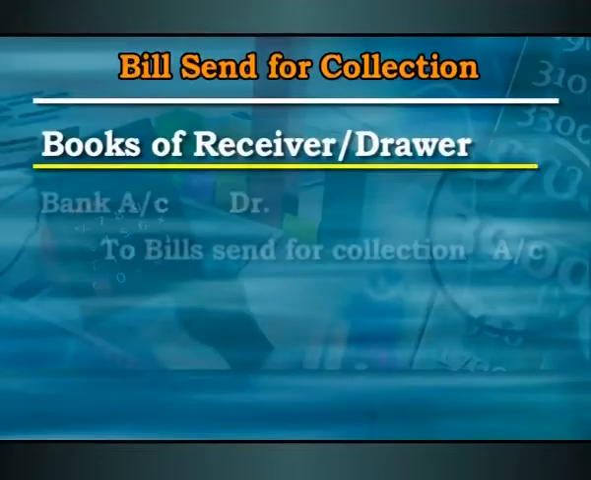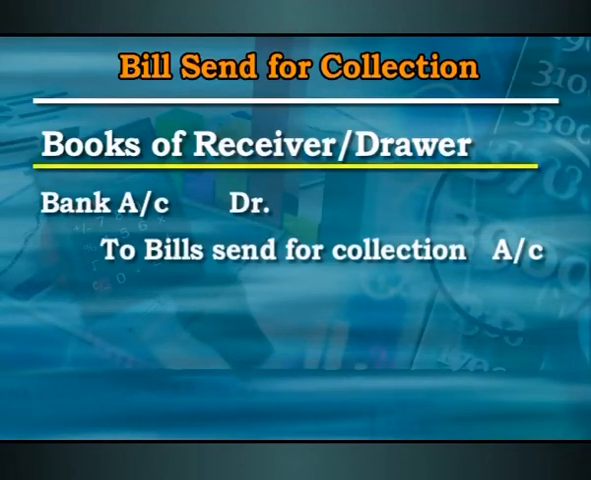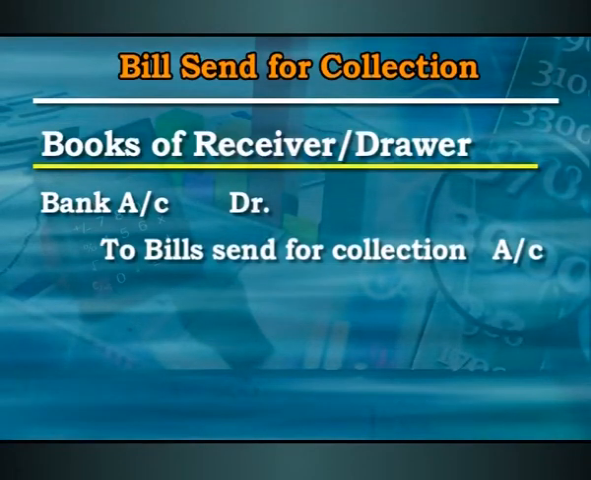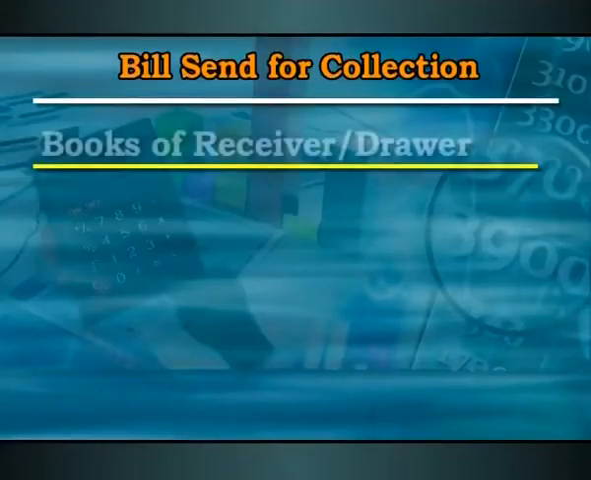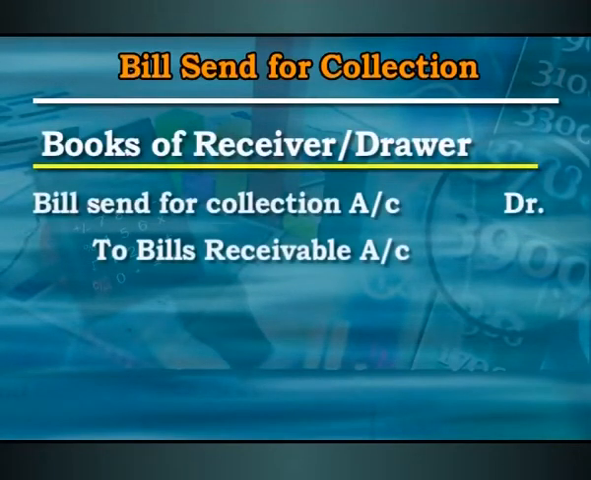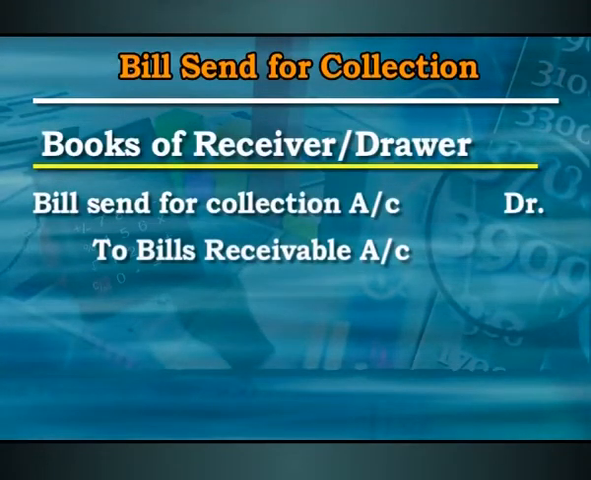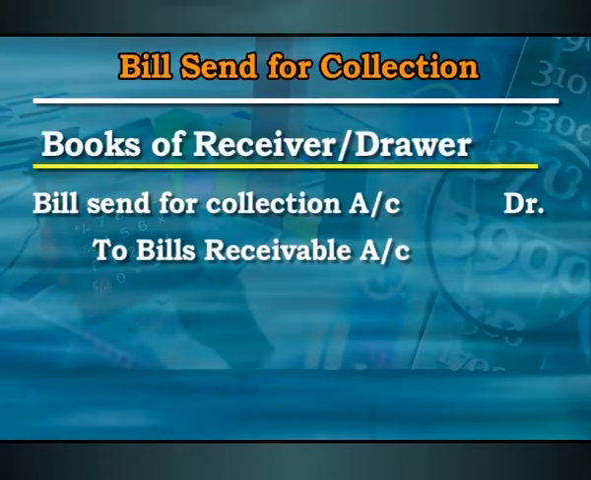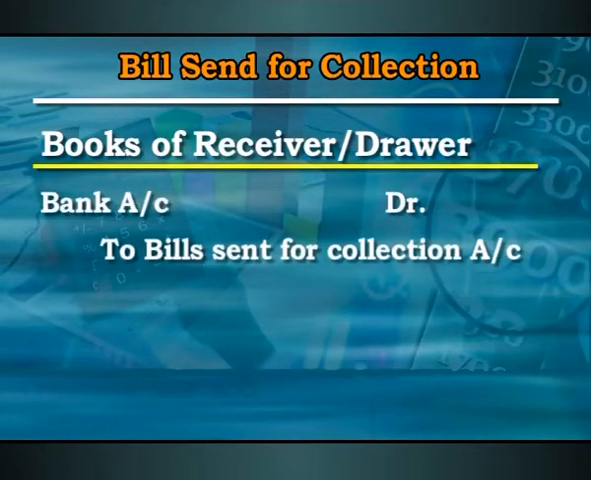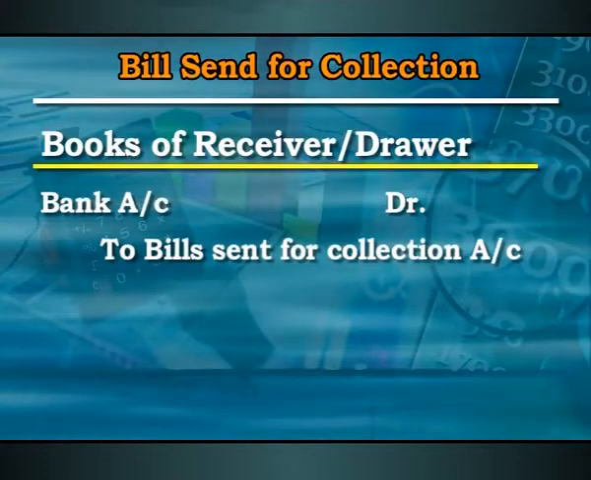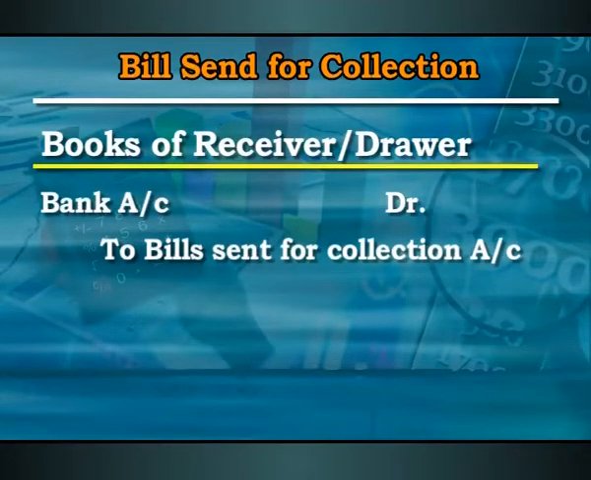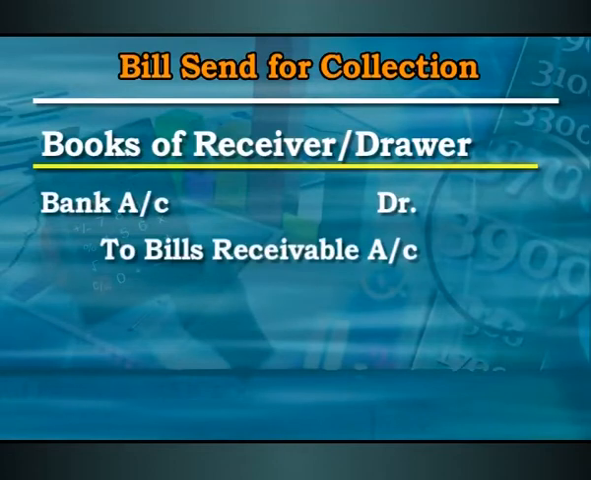Now, once the payment of that bill is collected by the bank and the bank deposits the money in your account, or in the account of the drawer, our bank account increases, so we write bank account debit to bill sent for collection account. So this is something like a cross entry and nothing else. In the earlier case we said bill sent for collection account debit to bills receivable. In the second entry we say bank account debit to bill sent for collection account. So the net effect is simply bank account debit to bills receivable account.